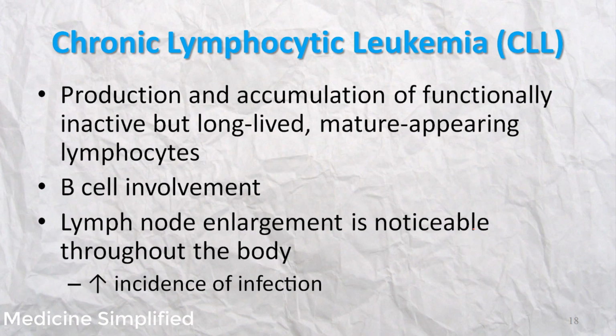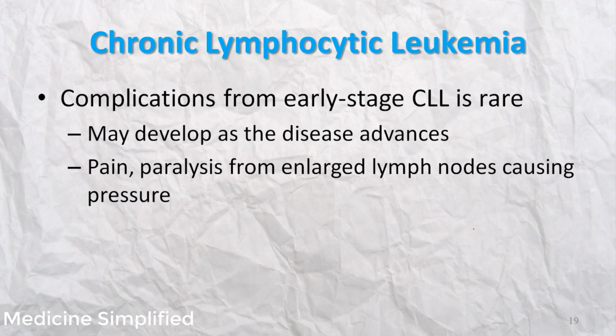Chronic lymphocytic leukemia. Production and accumulation of functionally inactive but long-lived mature appearing lymphocytes. B cells are involved. Lymph node enlargement is noticeable throughout the body, which are signs of increased incidence of infection. Complications from early stage chronic lymphocytic leukemia are rare, but may develop as disease advances. Pain, paralysis from enlarged lymph nodes causing pressure.